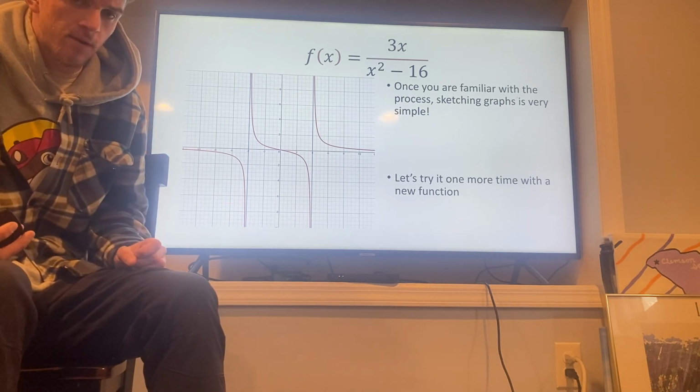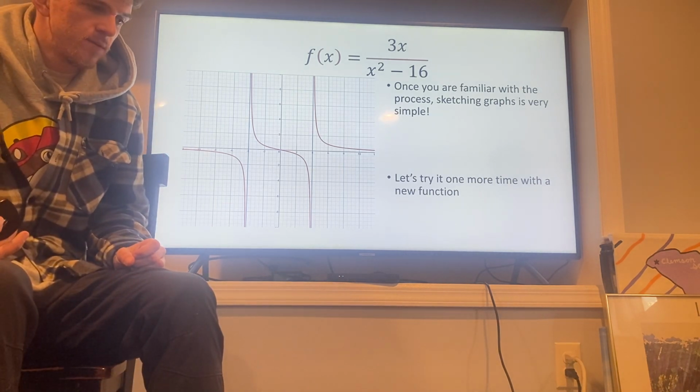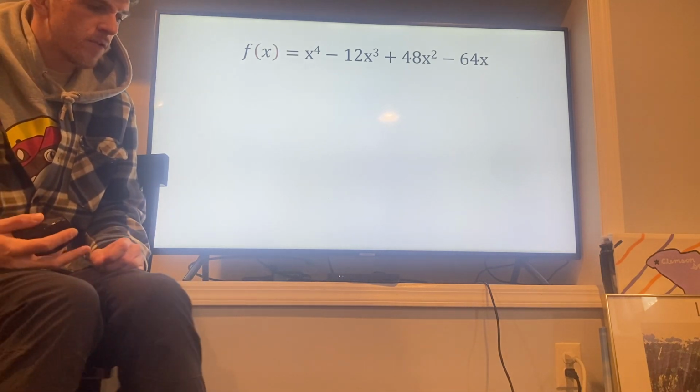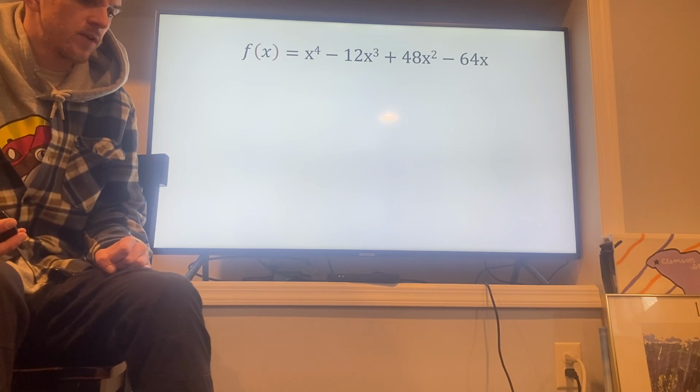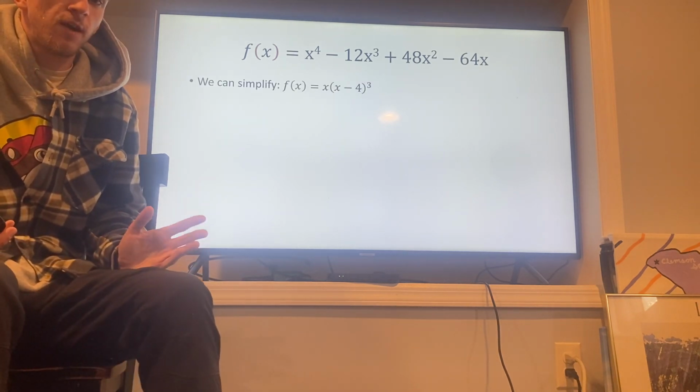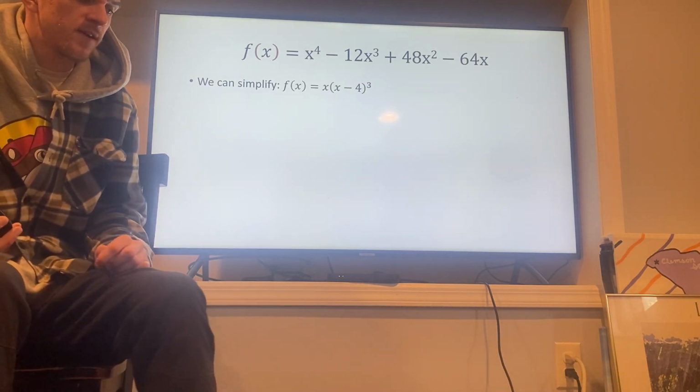One more function. Alright, so the function we're going to do is f of x equals x to the 4th minus 12x cubed plus 48x squared minus 64x. First thing I want to do is simplify: x times x minus 4 cubed.